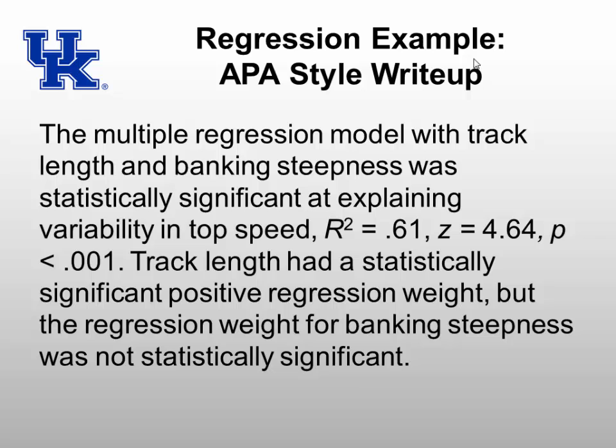Okay, so we had a regression example. What does our APA style write-up look like? The multiple regression model with track length and banking steepness was statistically significant at explaining variability in top speed with an R-squared value of 0.61, z of 4.64, and p less than 0.001. The track length had a statistically significant positive regression weight, but the regression weight for banking steepness was not statistically significant.